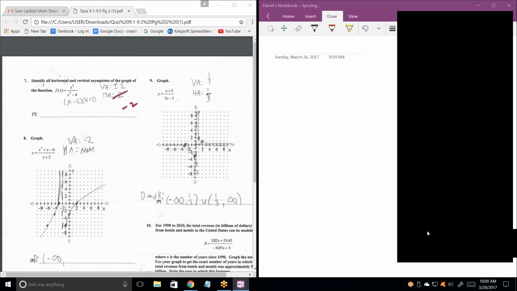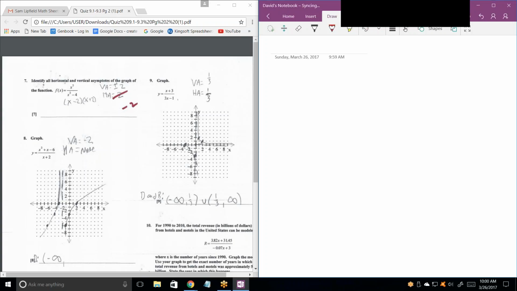Why don't we knock this page out, because we can knock it out in about 2 minutes. Which one? The one we're looking at? You only made one mistake on this page. Oh, which page is it? It doesn't say, it's quiz 9.1 to 9.3, page 2.